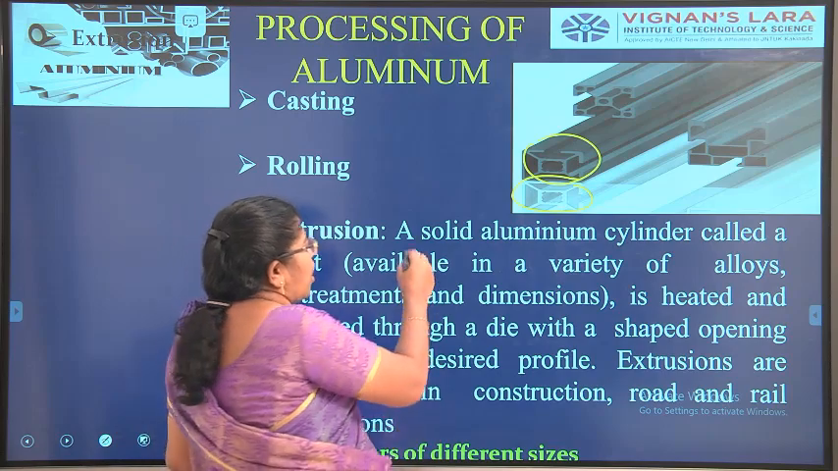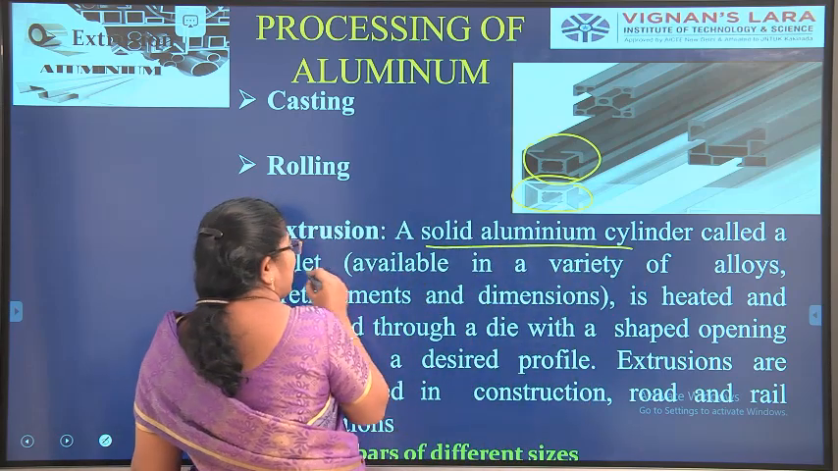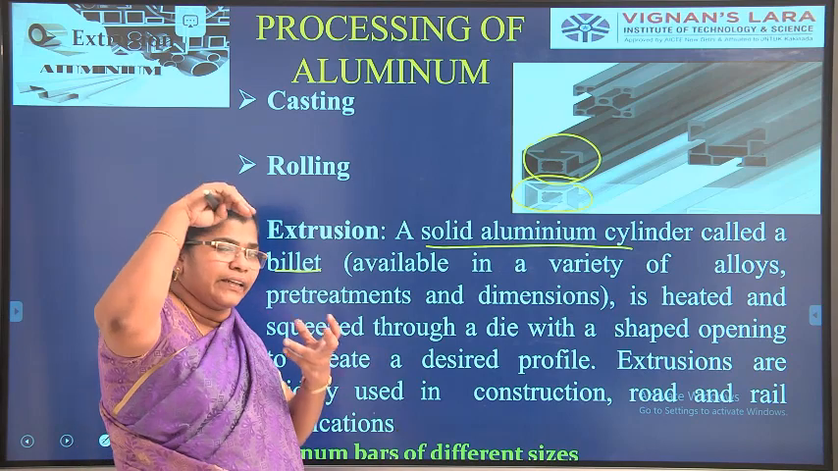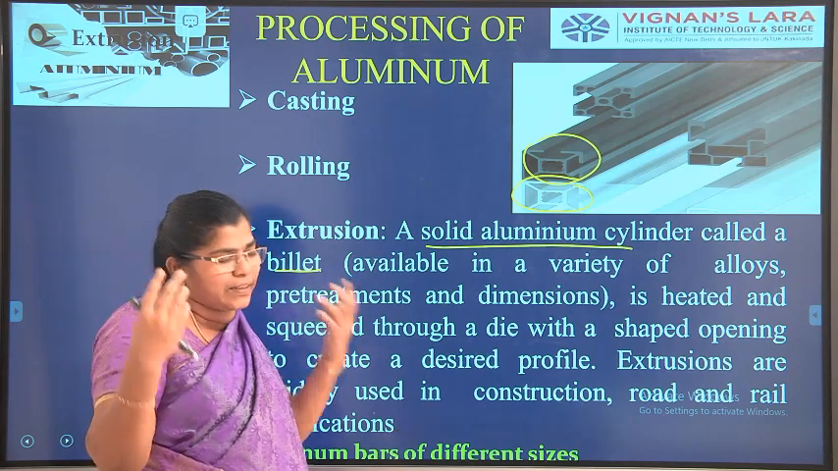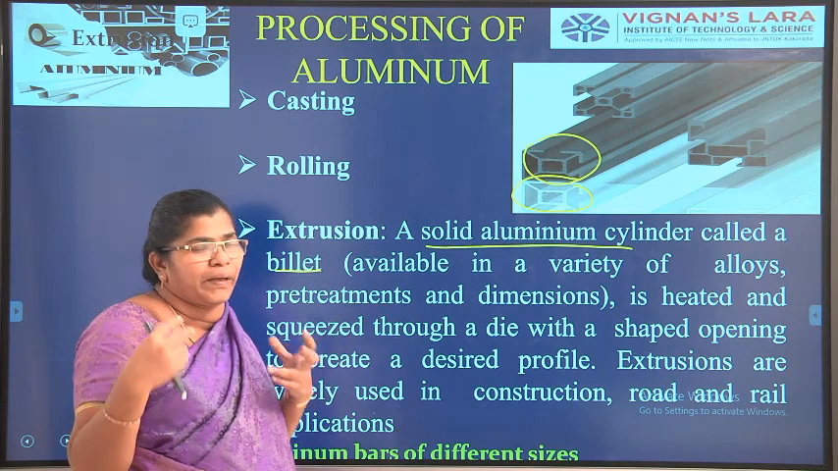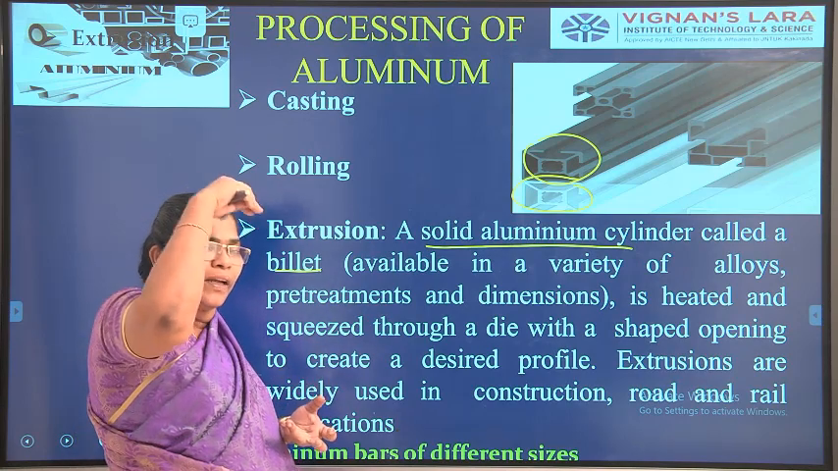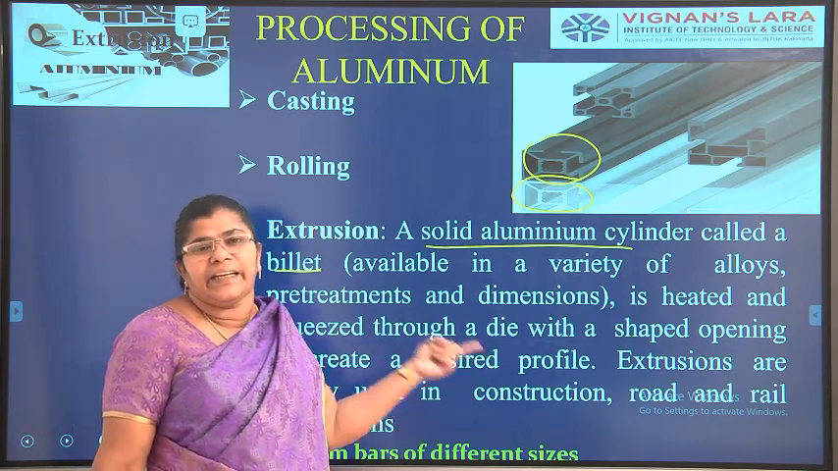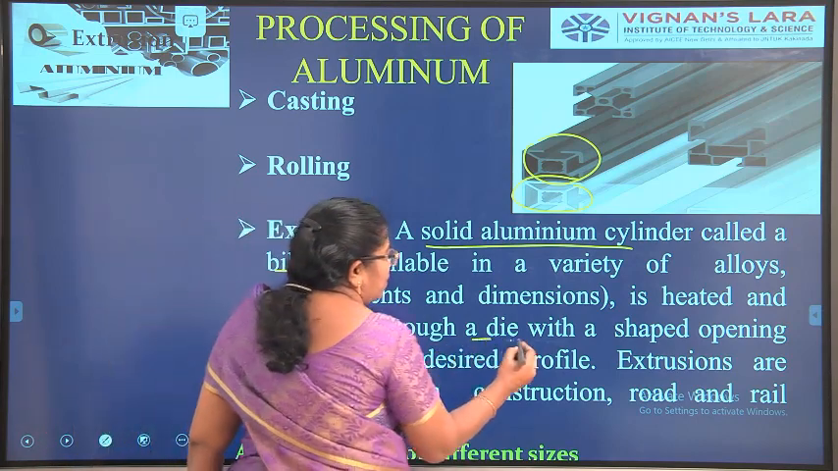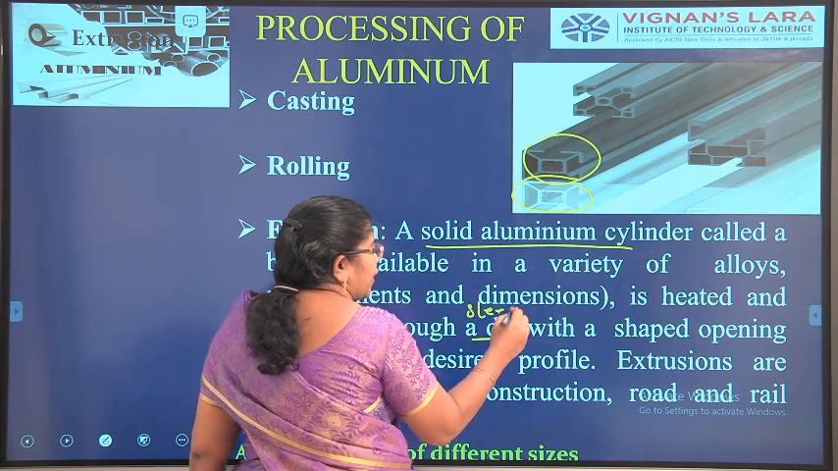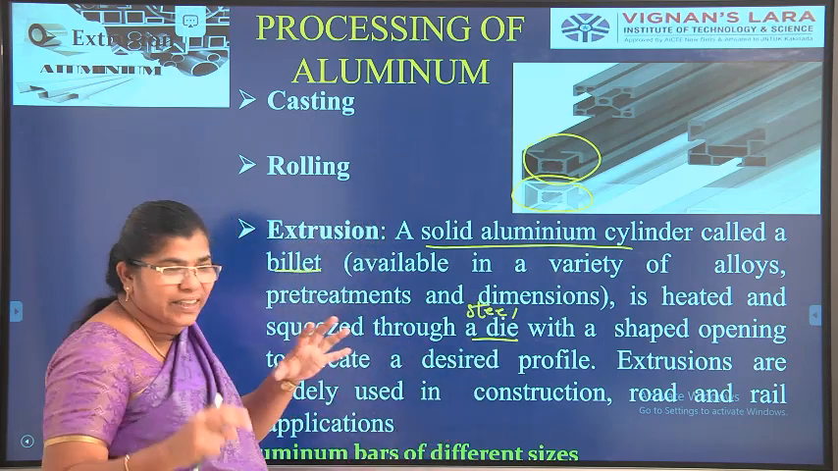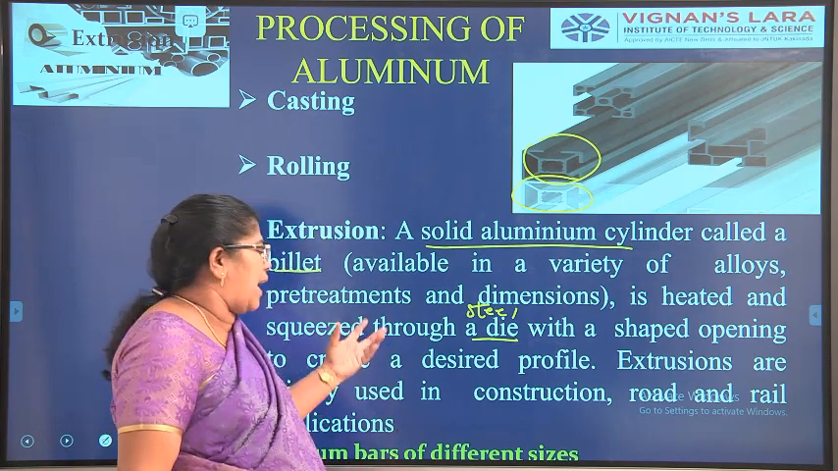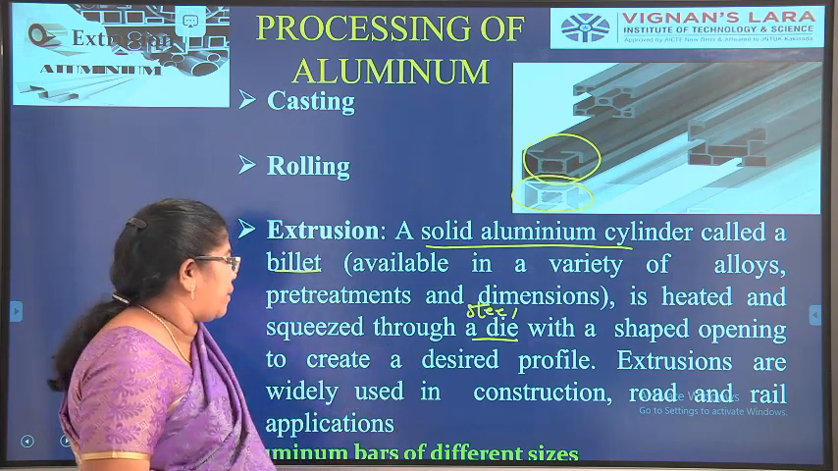A solid aluminum cylinder called a billet is available, through which the alloy will be heated. The aluminum alloy with zinc or another alloy material like copper will be melted and poured into the billet. It will have a die, which is mostly made of steel. The shape of the die is the shape the aluminum will be formed into, and that will be taken as the desired profile.